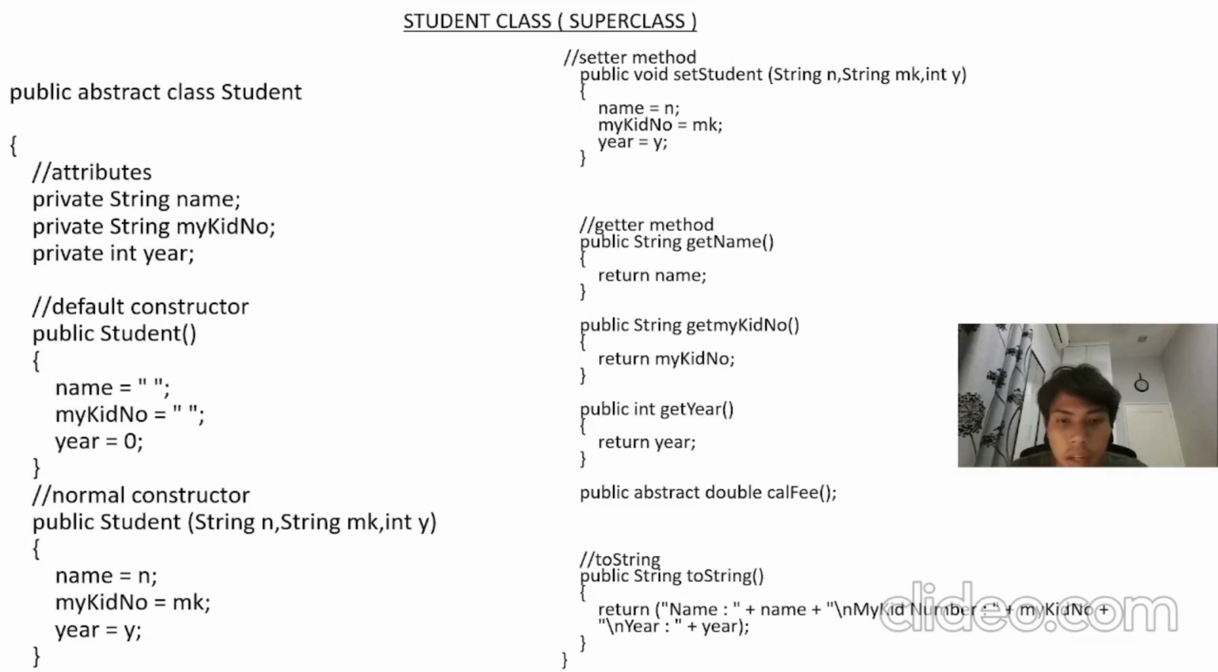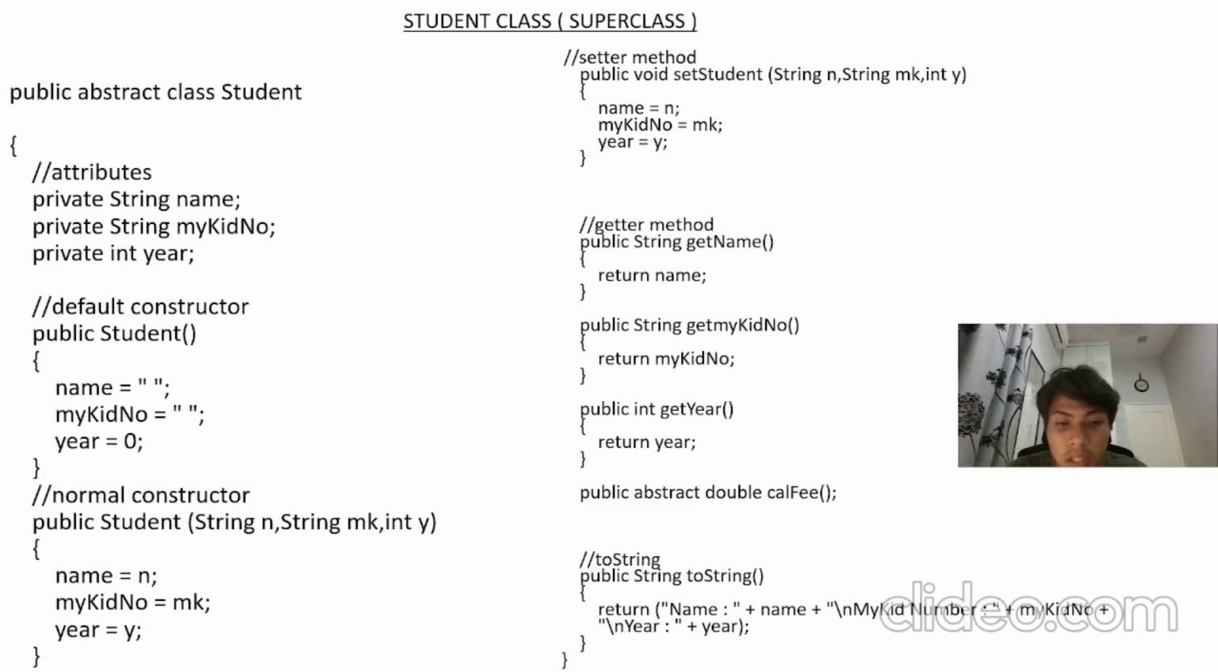It is marked as abstract, which means it cannot be directly instantiated, but it can serve as a superclass for other classes. In this class, there are three private attributes which are name, MyKid number, and year. These attributes store information about the student's name, their MyKid number, and year.